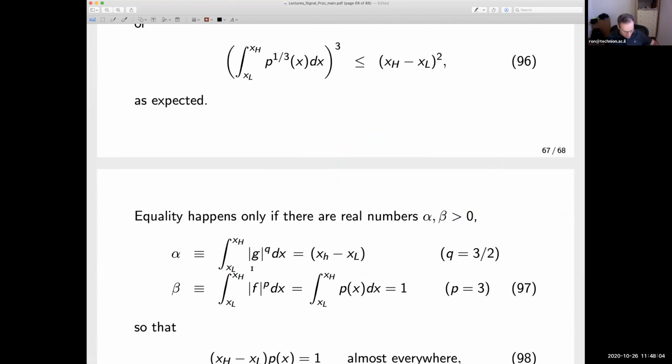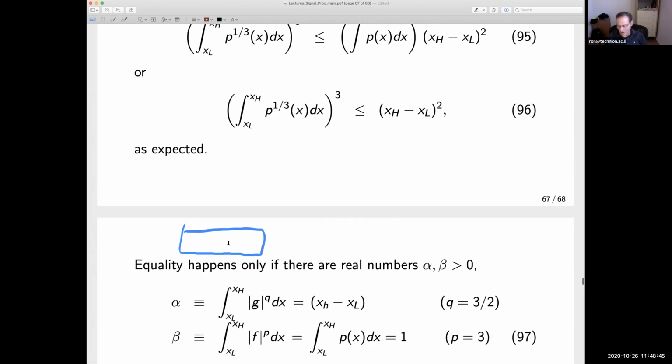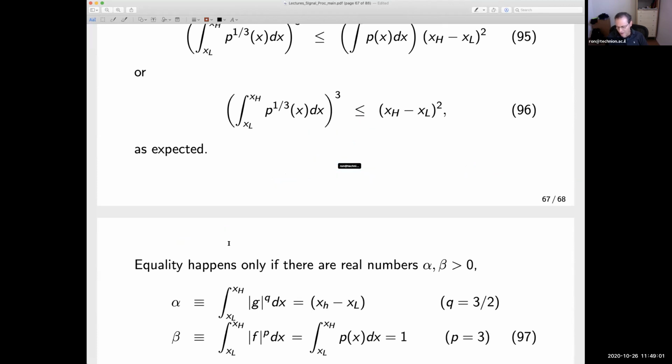Let's see, how much do we still have here? Not much. So now equality happens only if I have two real numbers, alpha and beta, such that alpha is equal to g and beta is equal to this guy. And at the end of the day, if I have integration over xl minus x, xh minus xl times px equal 1 almost everywhere, then I would get a uniform distribution, which basically tells me that my distribution is uniform. So I'm getting equality in the previous equation. So this equation would have equality only if p of x is uniform.